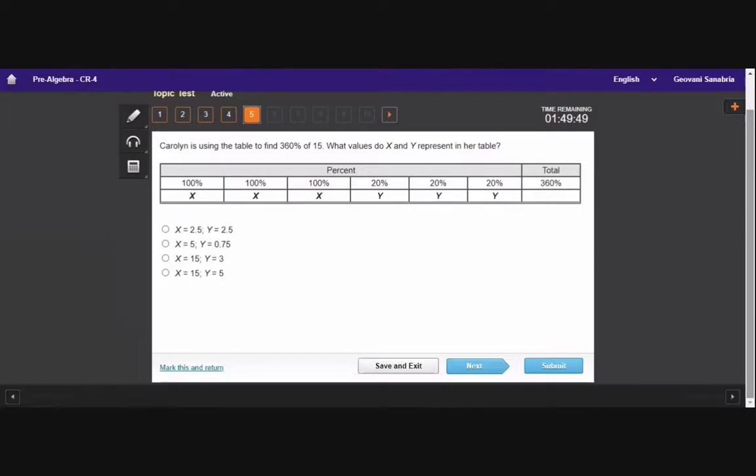So on this one, it says they're trying to figure out 360% of 15. So then it lists out 100, 100, 100. That's, I think, the 300 part of it. And then 20, 20, 20 is... Yeah, so all of it is to figure out some percentage of 15. So if you just did 100% of 15, what would that number be?